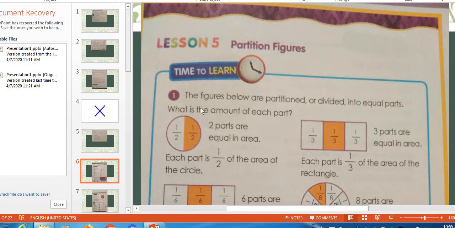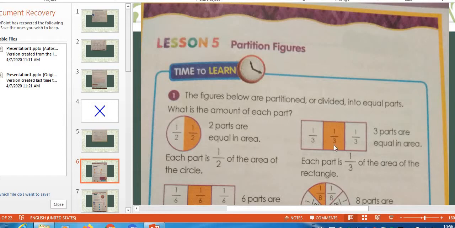This circle, the whole circle, is divided into 2 parts. So 2 parts are equal in area. Each part is half of the area of the circle. So if I have here a pizza and I want to share my pizza with my friend, it's divided here into 2 parts. So you will take half of the pizza and I will take half of the pizza.